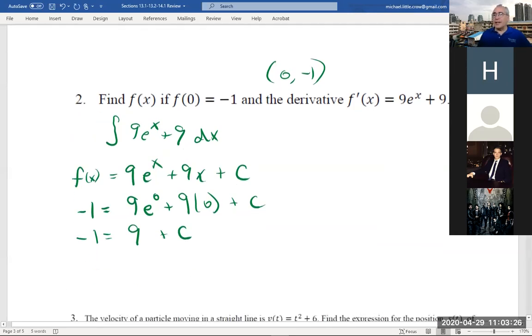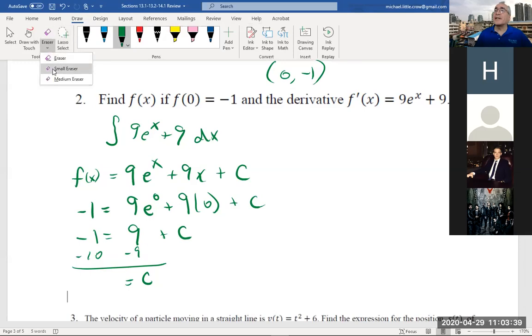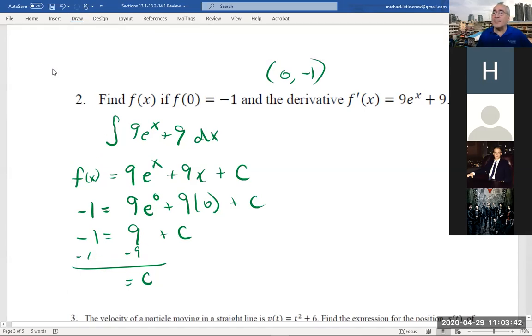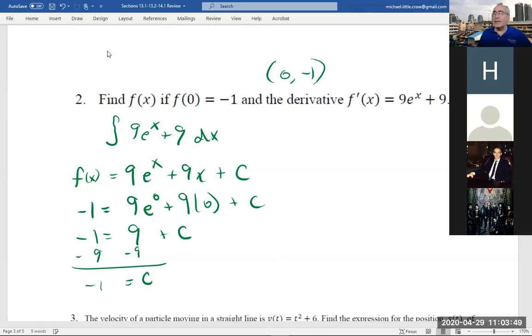We want to solve for what that constant is, so we subtract 9 from both sides. And we get that the constant, oops, you see what I did? I already did the math on the way. If we're subtracting 9, we will get -10. So then our final answer is that f of x is the function 9e to the x plus 9x minus 10.